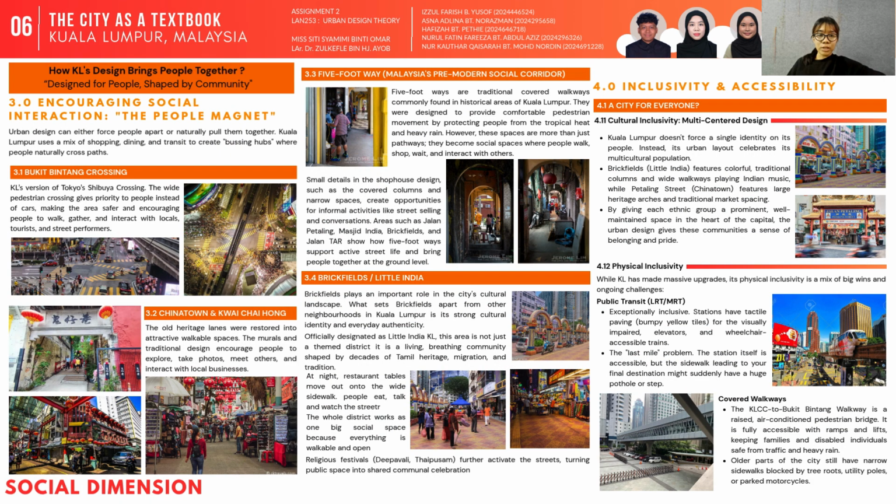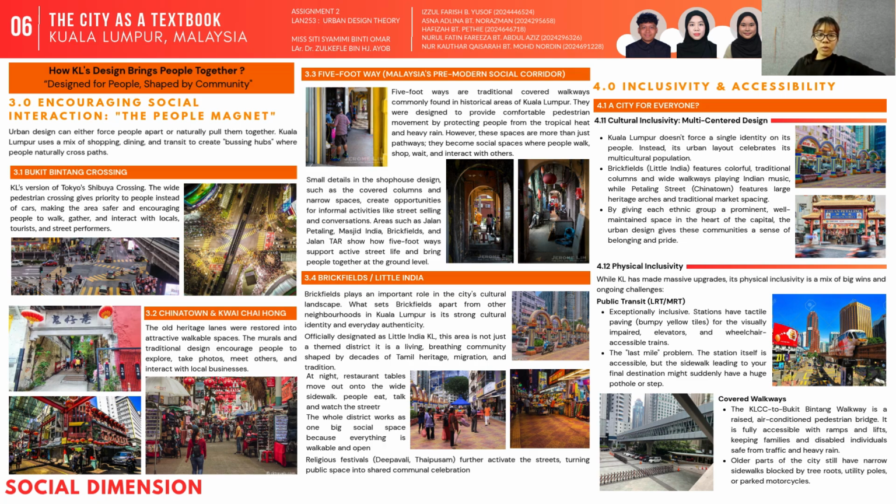For this section, I will explain how Kuala Lumpur's urban design encourages social interaction through cultural and physical inclusivity. First, we can see this in areas like Bukit Bintang, Chinatown, Kwai Chai Hong, Five Footways, and Little India. Bukit Bintang Crossing creates a people-friendly environment by prioritizing pedestrians over vehicles. The wide crossing allows people to walk safely, gather, and interact with local tourists and street performers.